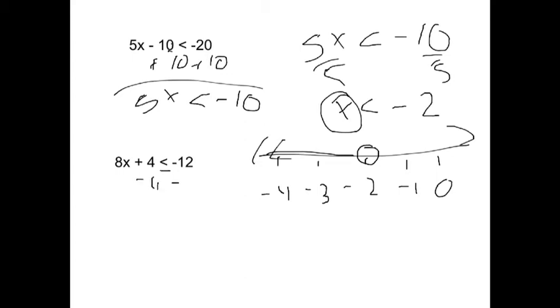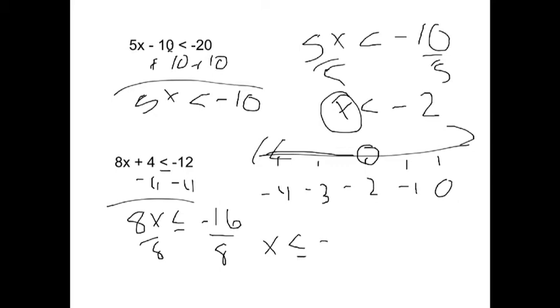So here, I'm going to minus 4, divide by 8, thinking ahead, and x is less than or equal to negative 2. So I have x is less than or equal to negative 2. So now I have that line underneath, which means part of my solution could also be negative 2.